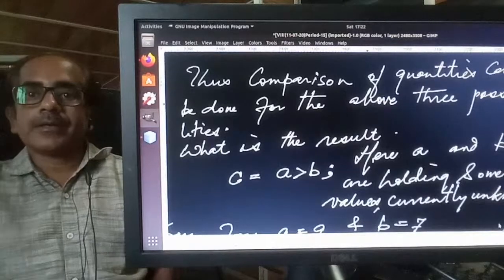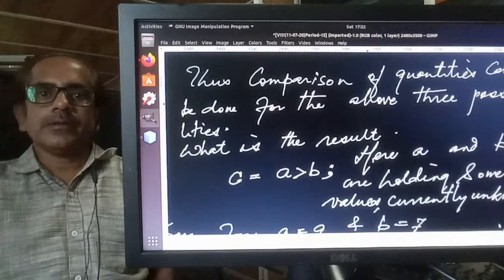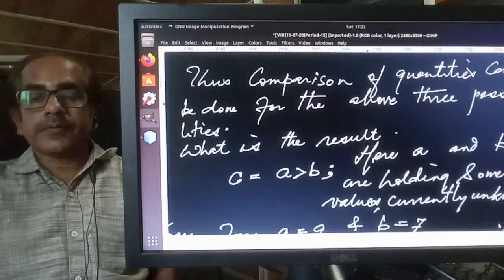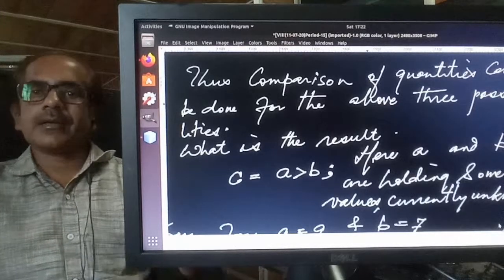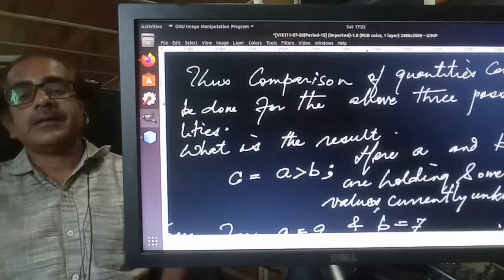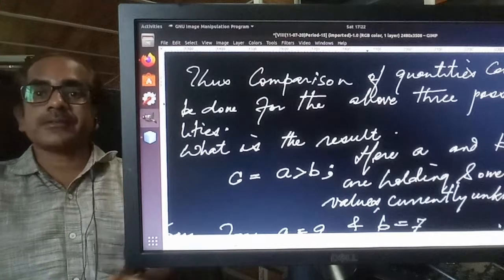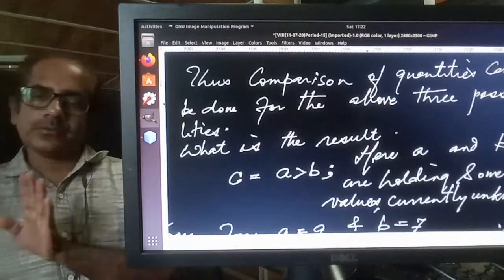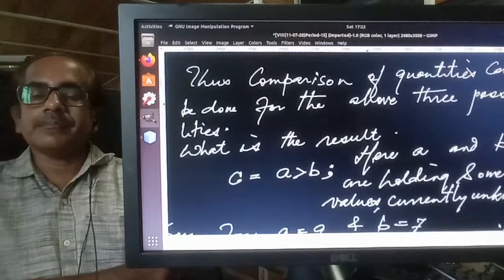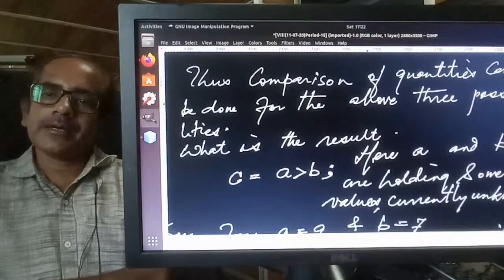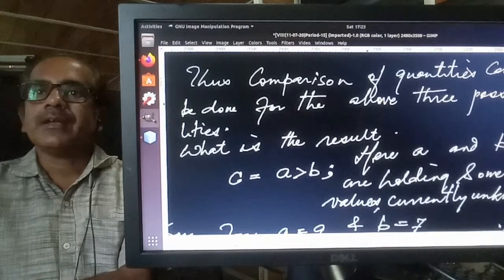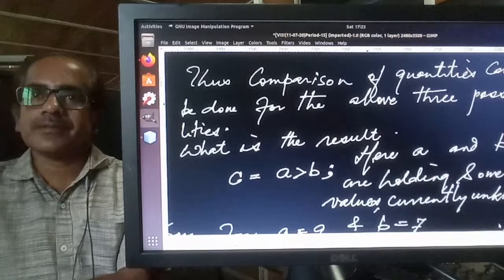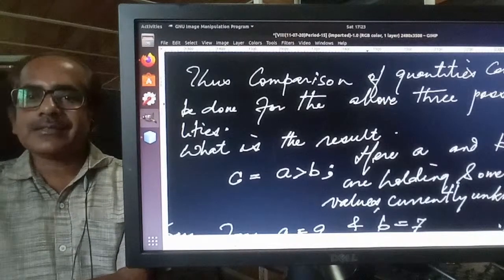I told you that comparisons of numbers, comparisons of different data items can be done in three ways only, for three standards only. First is greater than, then less than, and equal to. Only three measures are there for comparison, and there are symbols specified for them. Thus, comparison of quantities can be done for the above three possibilities: greater than, less than, and equal to.